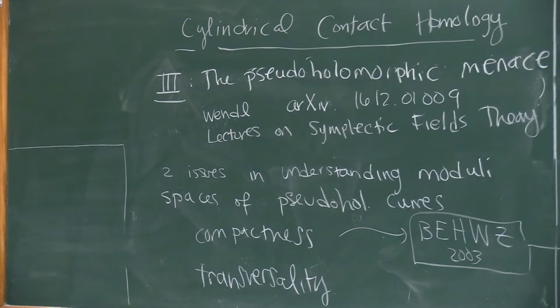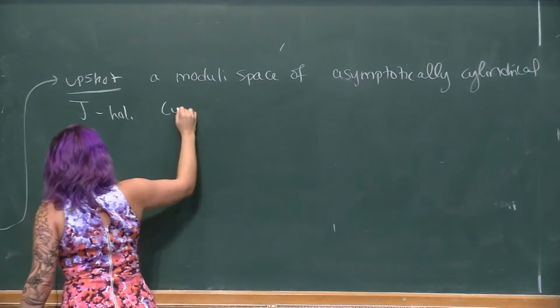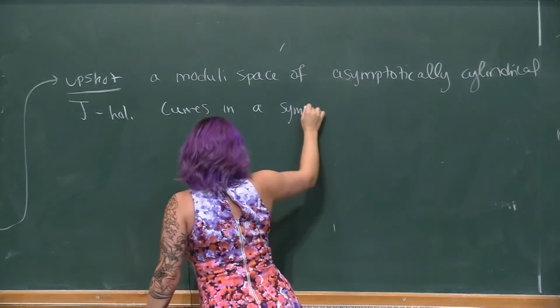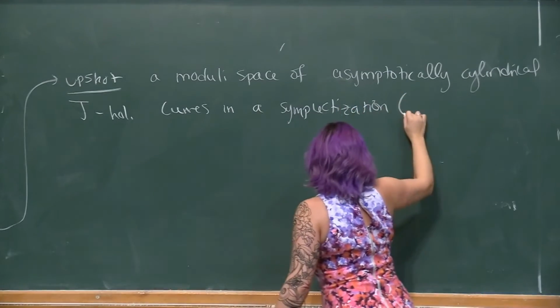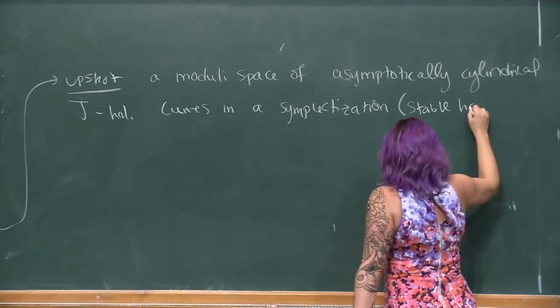And the upshot of this paper is that a moduli space of what are called asymptotically cylindrical J-holomorphic curves in a symplectization, and you can also generalize this to a stable Hamiltonian structure, or maybe it's just a cobordism, but anyways.